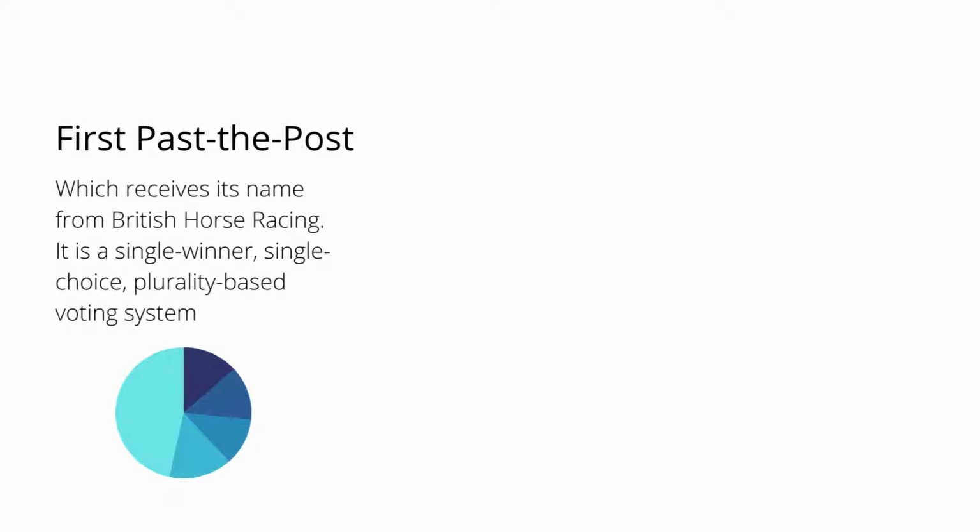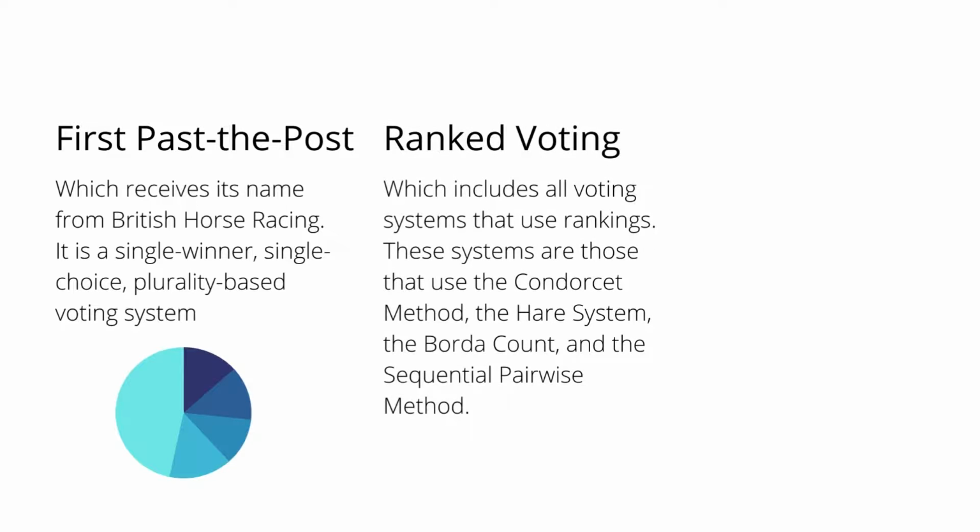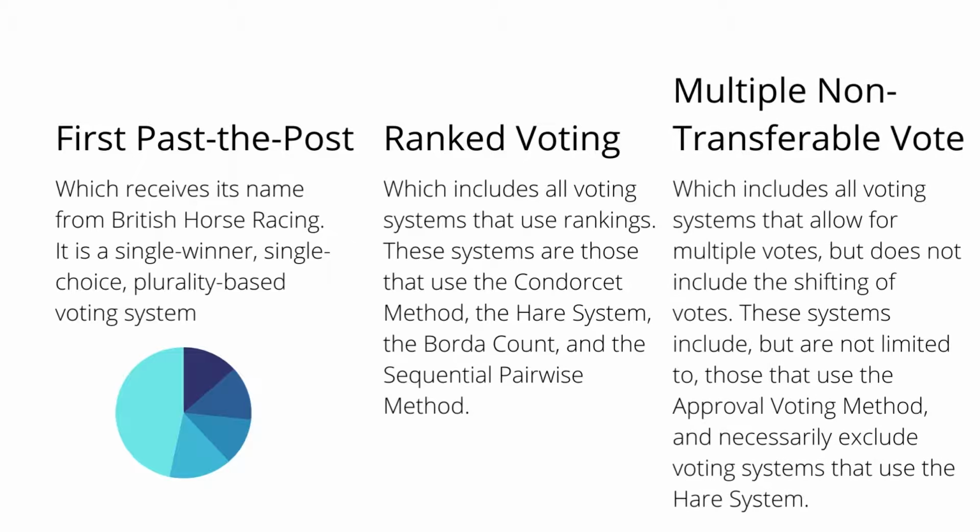First, first past the post, which receives its name from British horse racing. It is a single winner, single choice, plurality based voting system. Ranked voting, which includes all voting systems that use rankings. These systems are those that use the Condorcet method, the Hare system, the Borda count, and the sequential pairwise method.